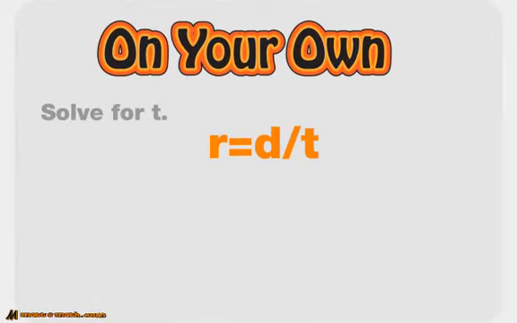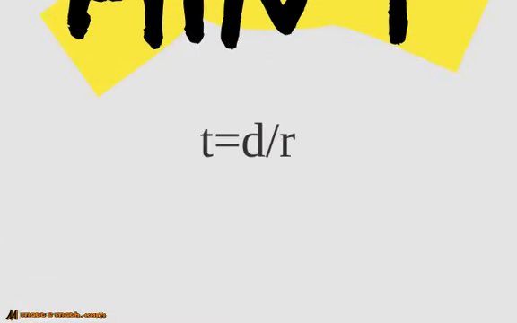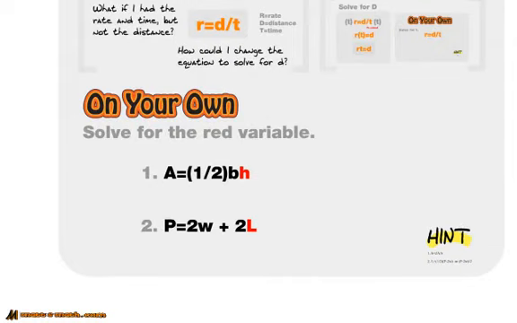All right, would you now solve for t? This one's tricky. If you think about cross multiplying and dividing, you're setting up a proportion here. The t's on bottom, you can flip the r and the t around, and that's it. Here it is. T equals d divided by r. Time equals the distance divided by the rate. And that's it.